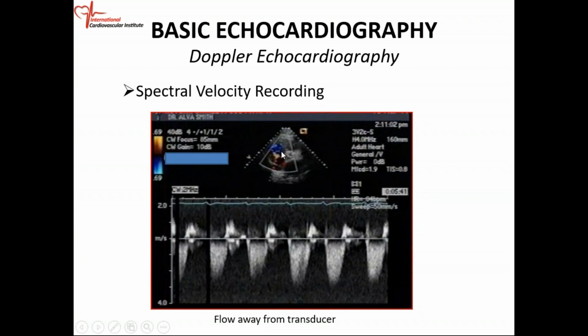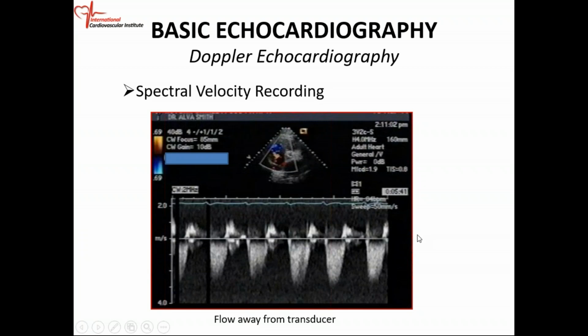This is our tricuspid valve right here, and we have tricuspid regurgitation. Tricuspid regurgitation means that blood is flowing from the RV across the tricuspid valve into the RA. So the blood is moving away from the transducer. The transducer is right here. The blood is moving from the RV across the tricuspid valve into the right atrium, so it's moving away from the transducer.